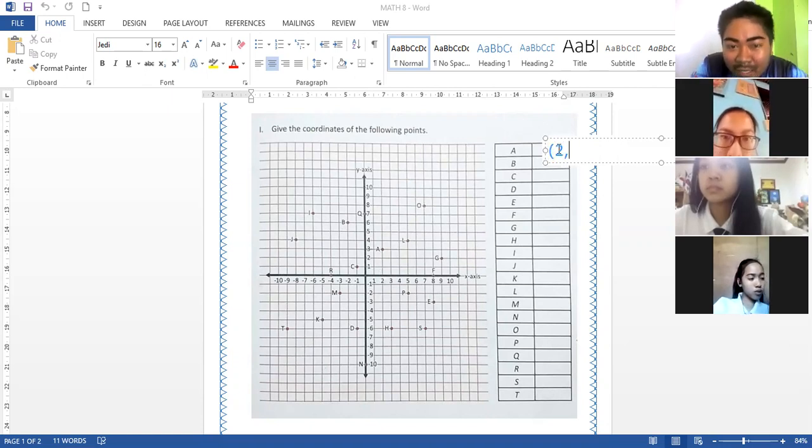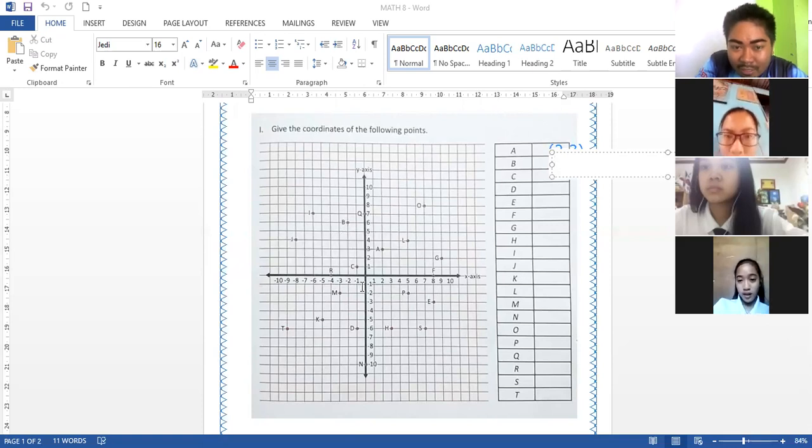Ayan. So, ano yung katabi niya? Ano magiging X coordinate natin? Dahil andito si A, ano yung katapat ni A? 3. Diba? So, that is 3. Ganyan yung isasagot. Okay?